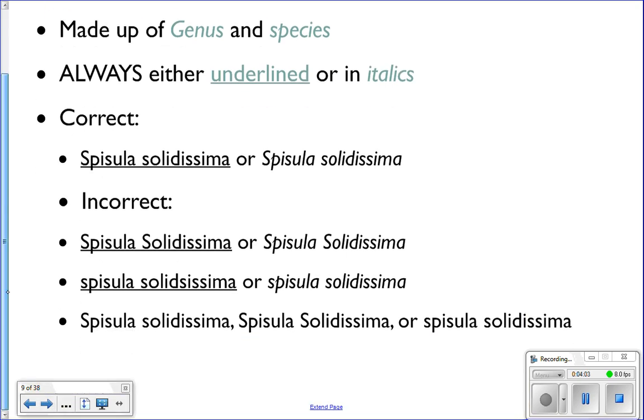So you can see a couple correct examples right here. You have Spisula solidissima, this is the Atlantic surf clam. You can see the first name is the genus, and the first letter is capitalized. The second name is the species, and lowercase, and it's underlined. Or you can do this one, which is also correct, but it's in italics. And then you can see underneath here all of the different ways that are incorrect, the wrong way to write a scientific name.